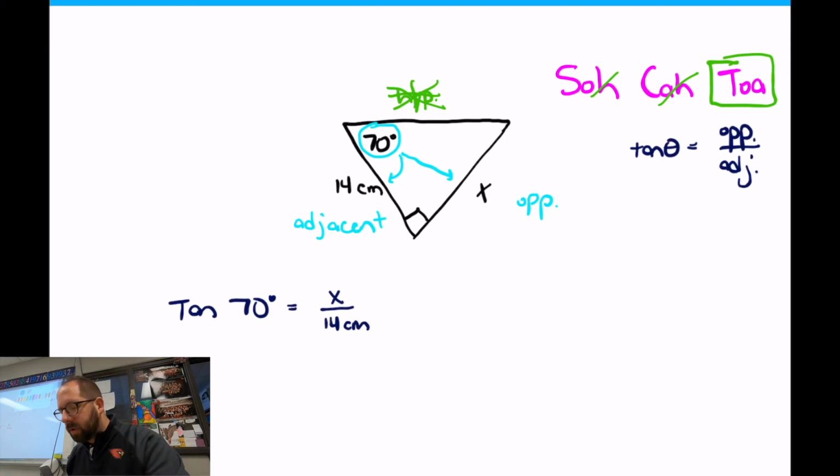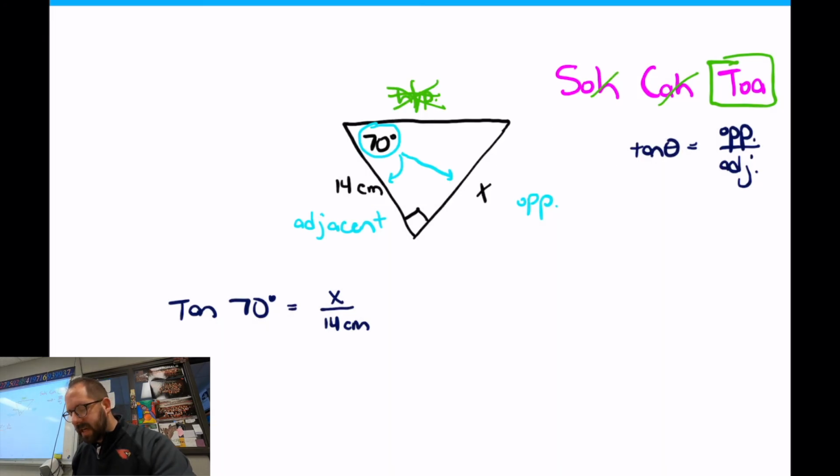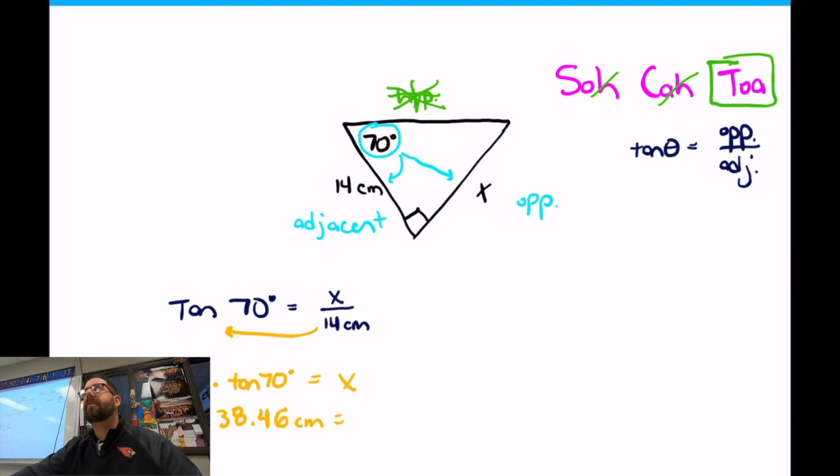How do we solve this? What do you remember? You multiply the 14 across. Since the X is on the top, you multiply it across. So 14 times the tangent of 70. If you type this in your calculator, 14 times tangent of 70, close the parenthesis, we're going to get 38.46 roughly. And what's the label? Centimeters.